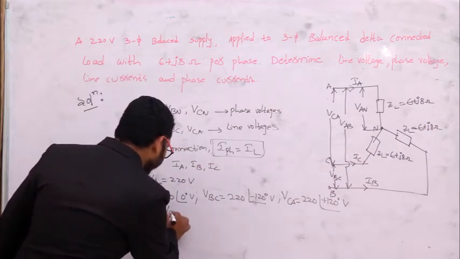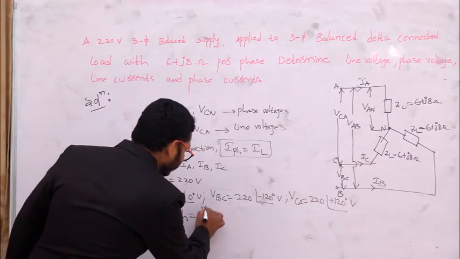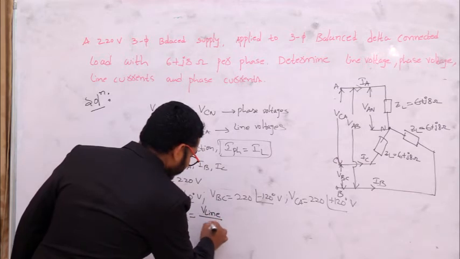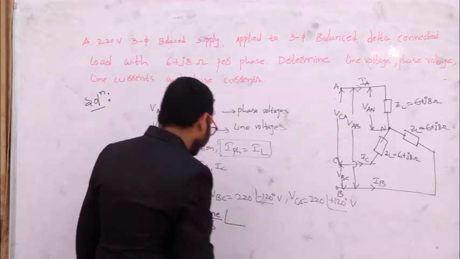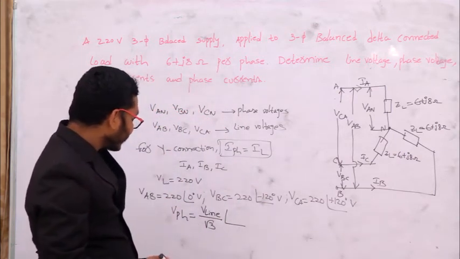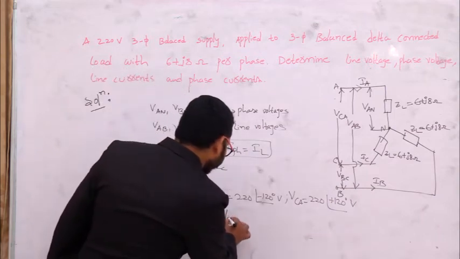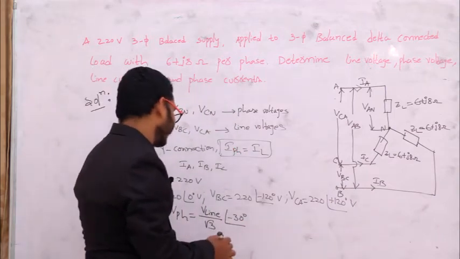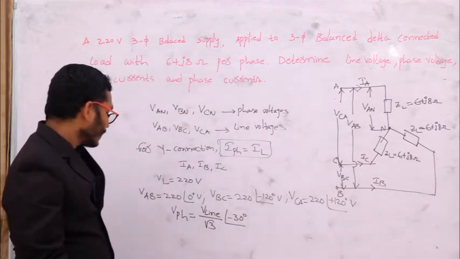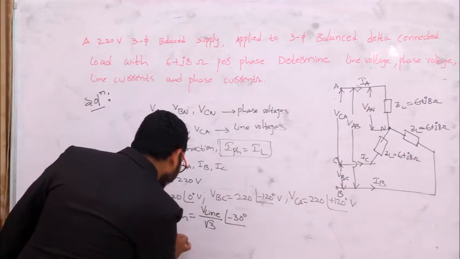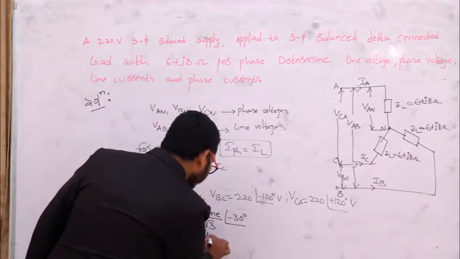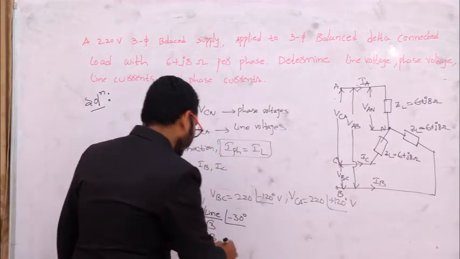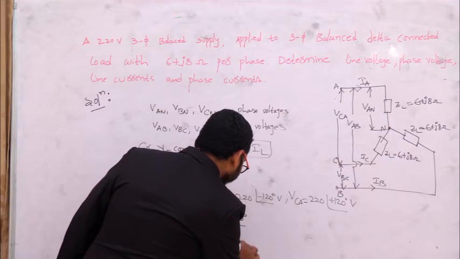The phase voltage you can represent as V phase equals V line by root 3. This is the magnitude. For the angle, the line voltage is always leading by 30 degrees, so the phase voltage is at minus 30 degrees. Now we want to find the voltage across A phase to neutral, that is VAN. So VAN is VAB by root 3 at an angle minus 30 degrees.